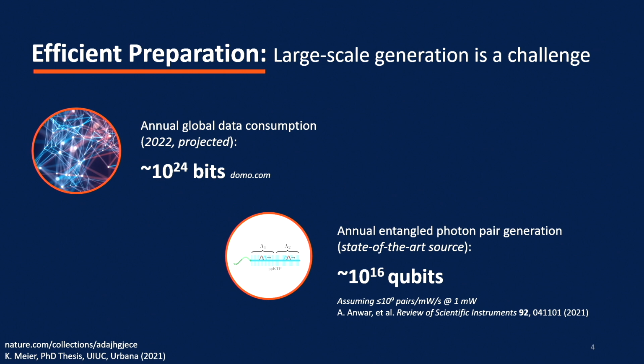To visualize this deficit, we can look at the annual global data consumption of 2022, which is projected to be 10 to the 24 bits. If we compare that with the state-of-the-art source for entangled photon pair generation that we currently have and run that source for a year, it will only generate 10 to the 16 qubits. So we have a deficit there.